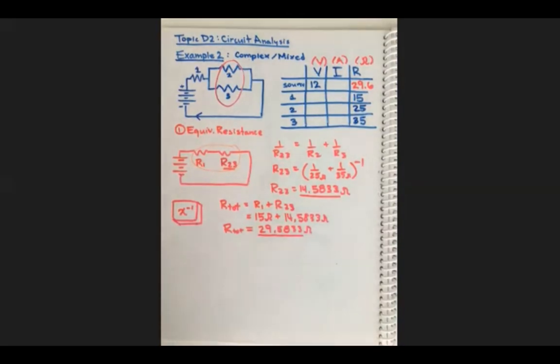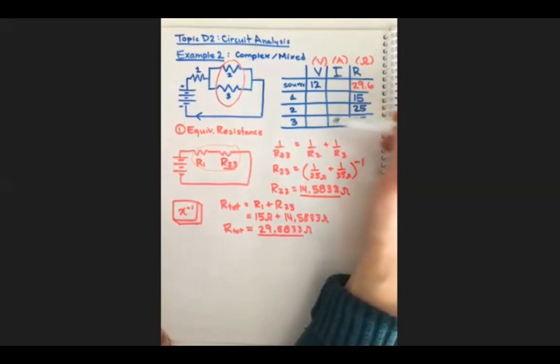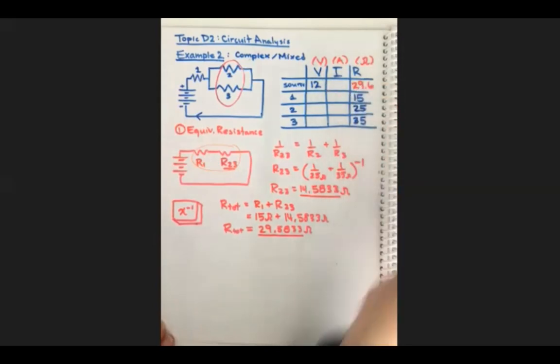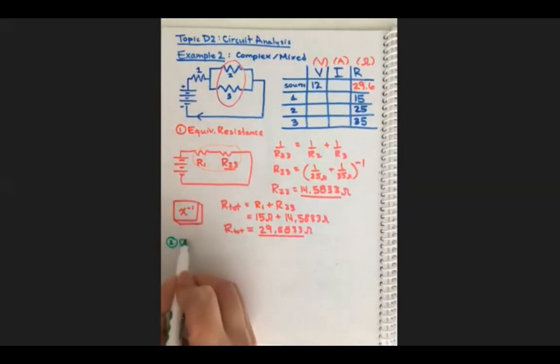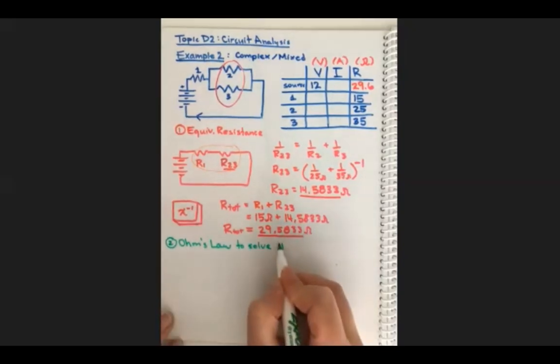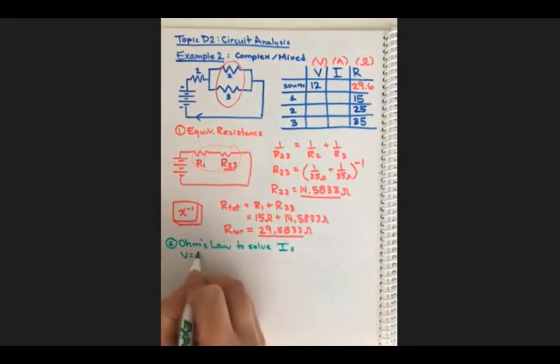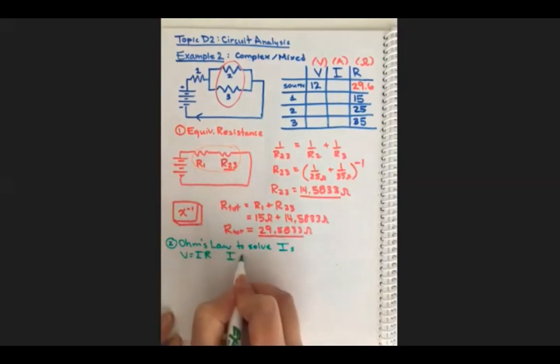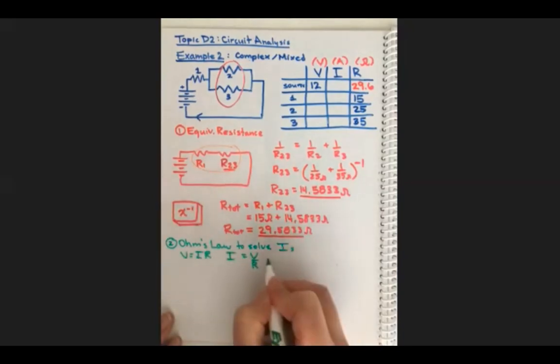And in fact, we do need to carry that forward because if you look, KVL and KCL still would be a dead end. We couldn't move forward with it. We can now move with Ohm's law at the source. So our second step is Ohm's law to solve I source. And we know V equals IR, which means I equals V over R.